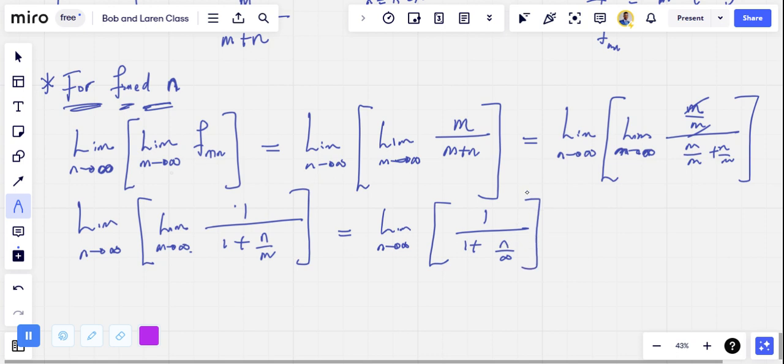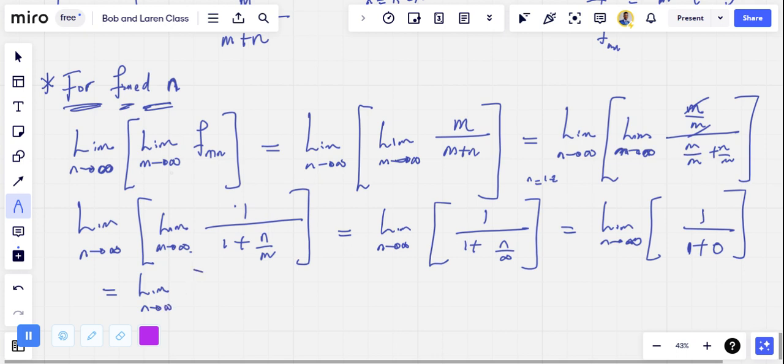Since n is a constant, with n ranging from 1, 2 to infinity, I once told you, and I've also explained, that if you have anything over infinity, that should be 0. So this n over infinity is 0. I have 1 over 1 plus 0, which simply implies that the limit as n tends to infinity of 1 over 1 is the limit as n tends to infinity of 1. The limit of a constant is a constant, so the result is 1.